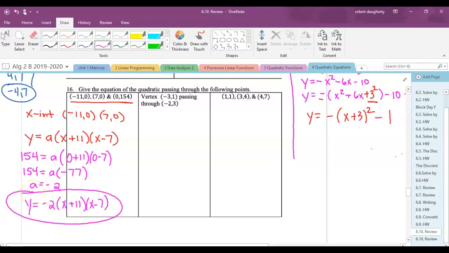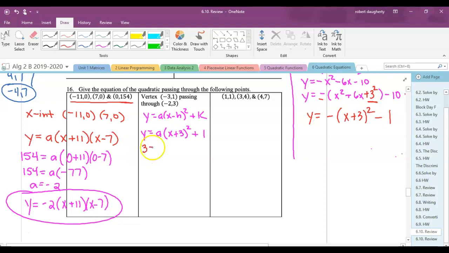Find the quadratic passing through this vertex and through the point negative 3. So since they give me a vertex, that is telling me that this is the form that I want to go with, okay? So y is equal to a, x plus 3 squared plus 1. So all I don't know now is that leading coefficient, but I do know if you plug in a negative 2, you had better get a 3 for y.